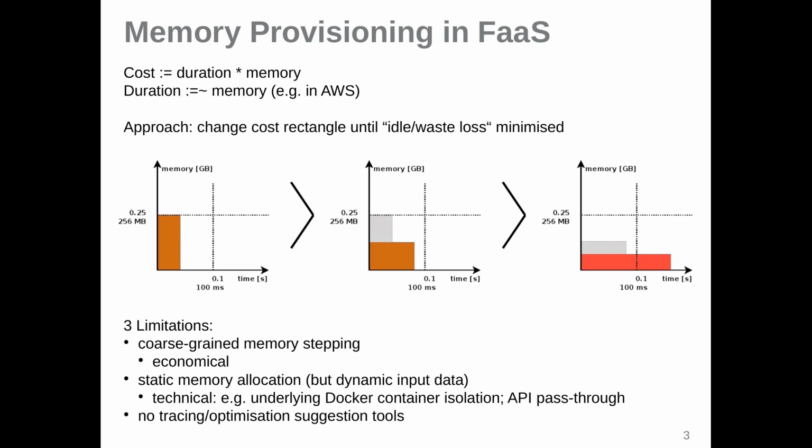And the third one is that there are no tracing tools available, no tools that suggest to users to optimize their memory allocation. For example, if they over provision memory in the configuration file statically, it is rather trivial to find out that they could reduce, because in 99% or even 100% of occurrences, only half of the memory is actually used.